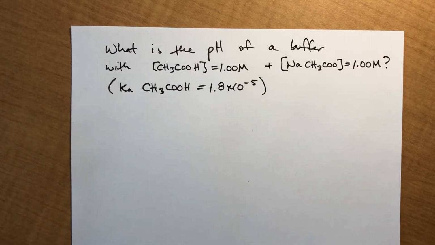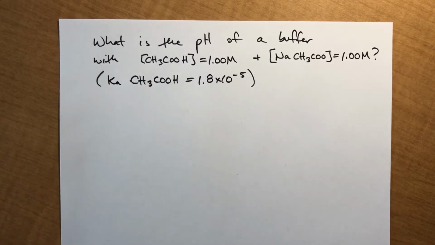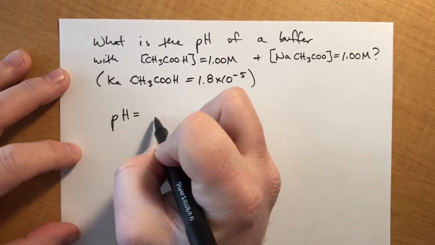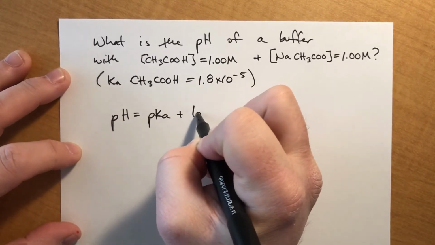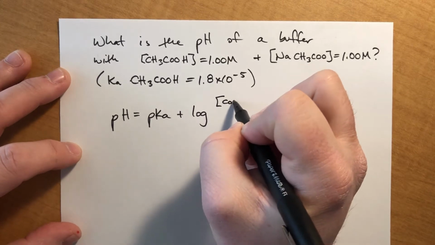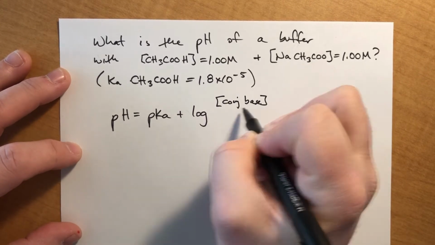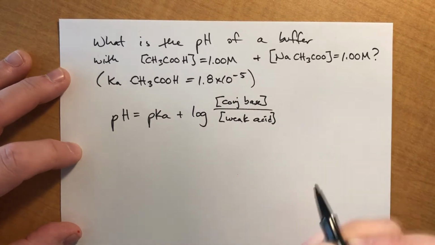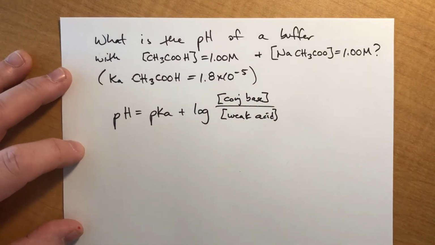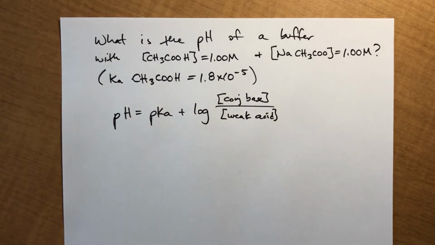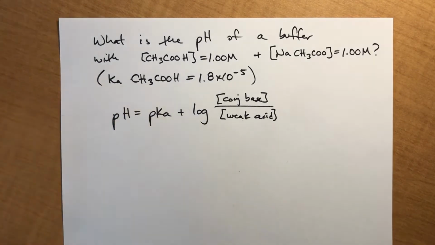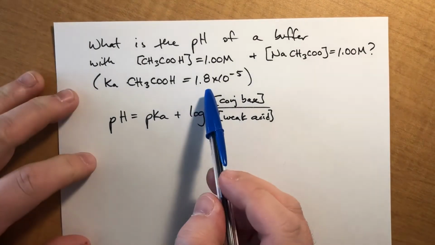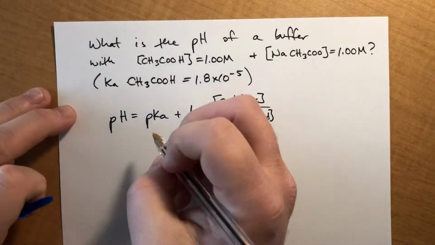Okay, well we want to know what's the pH of this buffer. So we have that equation. pH equals pKa plus the log of the concentration of conjugate base divided by the concentration of weak acid. Well, just plug everything in, honestly. pH is what we're solving for, so we don't even have to rearrange anything. pKa we can get. pKa is the negative log of Ka.